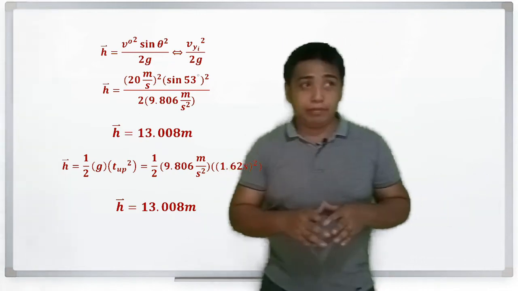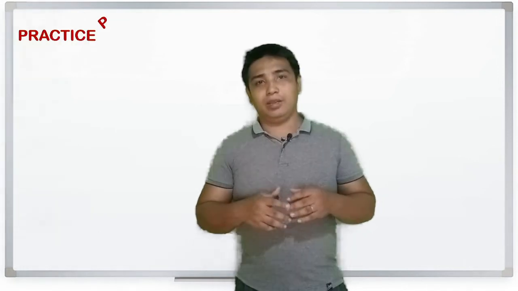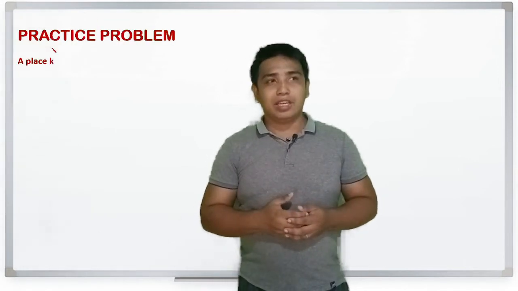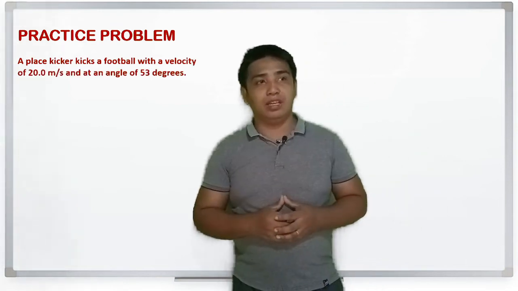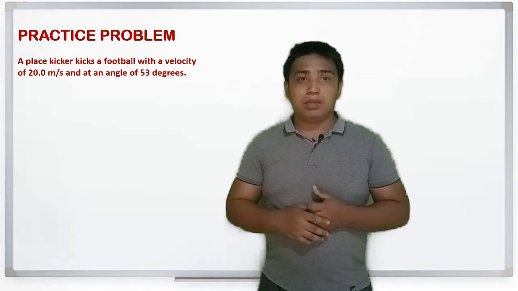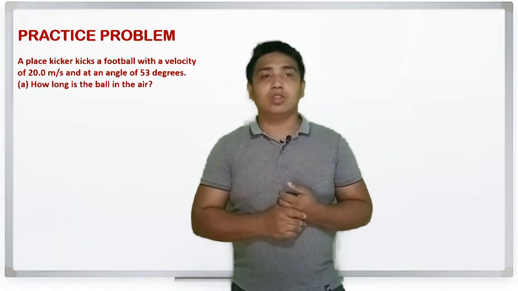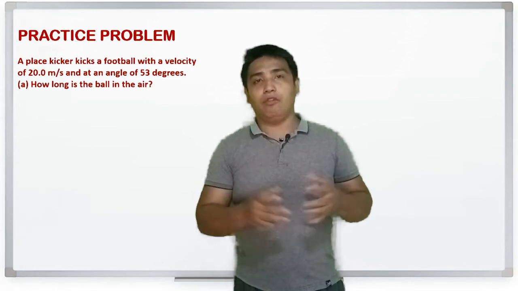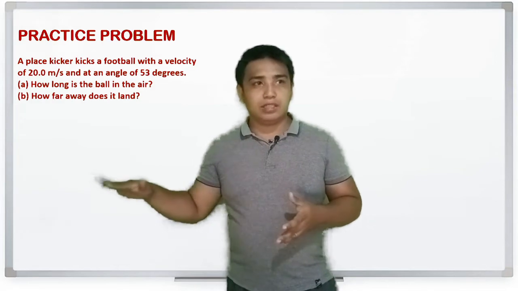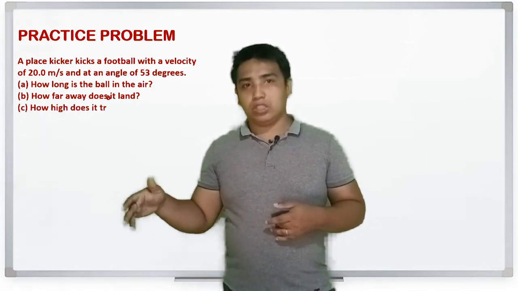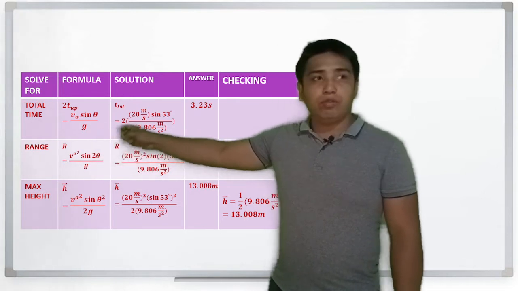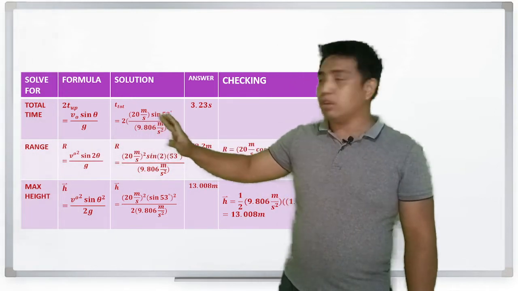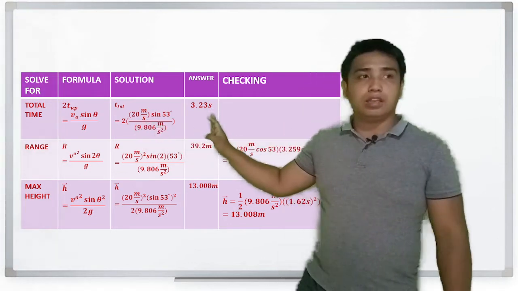So in our practice problem, a football player kicks the ball with a velocity of 20 meters per second at an angle of 53 degrees. We are asked to find the total time of travel, how far the ball has gone in the x-axis, and how high it reached in the y-axis. We were able to solve for the total time using the formula 2 t up is equivalent to V0 sine theta over g, and the answer is 3.23 seconds.